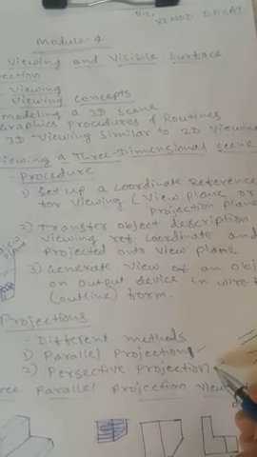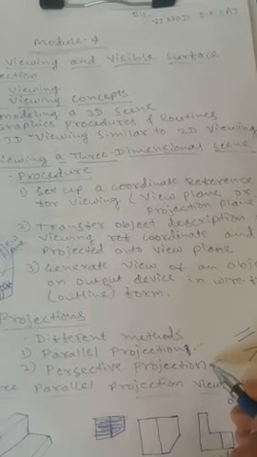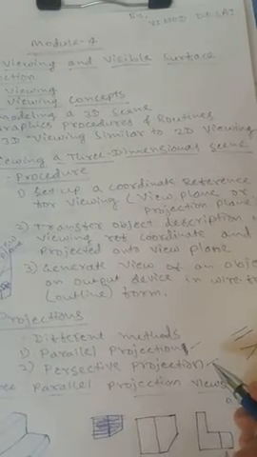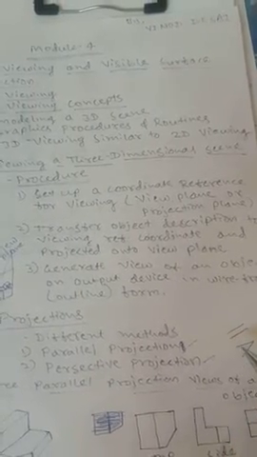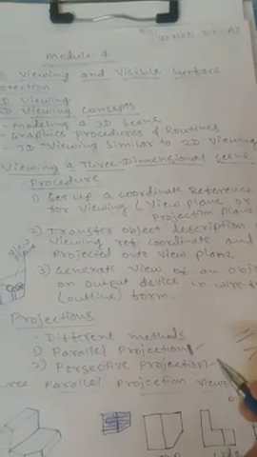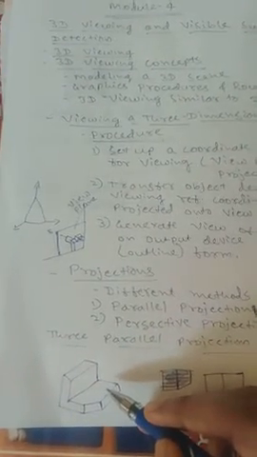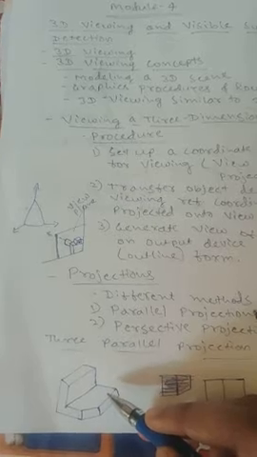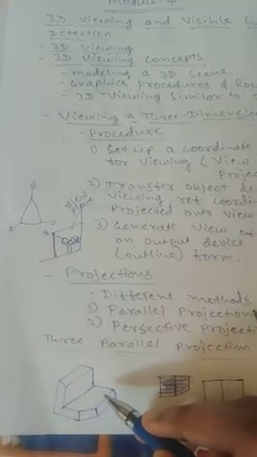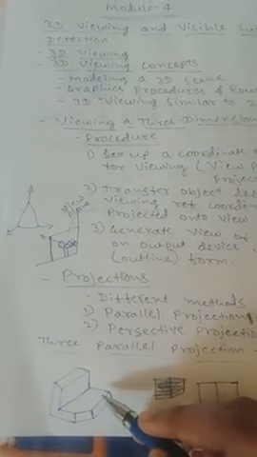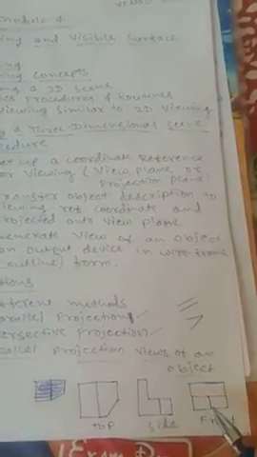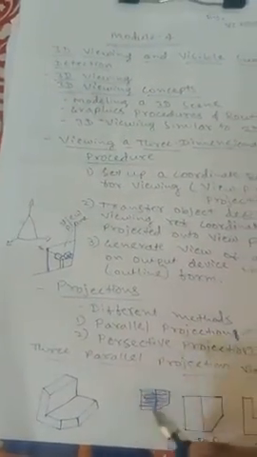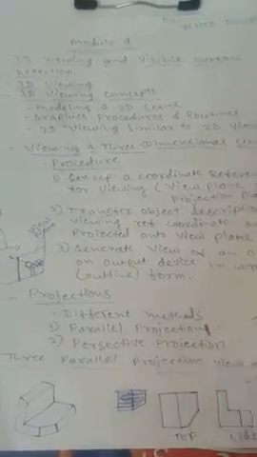Perspective projection is a method for generating a view of a three-dimensional scene by projecting points to the view plane along converging paths. So these are the two important projection methods here. As you can see in this figure, this is an illustration of three parallel projection views of an object, showing the different viewing positions. This is the top viewing position, this is the side viewing position, and this is the front viewing position of this particular object. So these are the different projections.